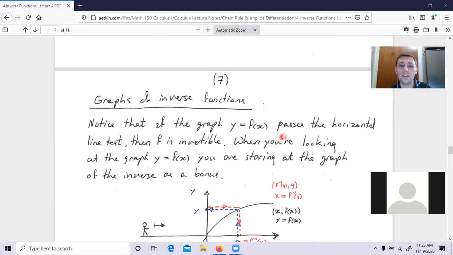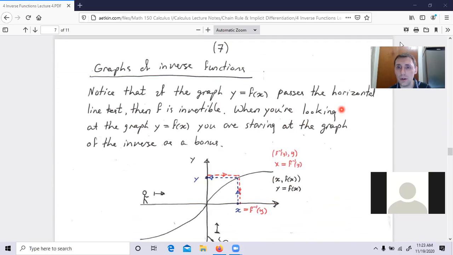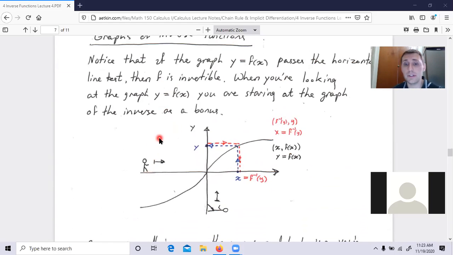All right, so now let's talk about something very important and a bit more difficult. From the geometric point of view, you can actually see both the function and its inverse. Okay, so here is a graph, just any graph of an invertible function.